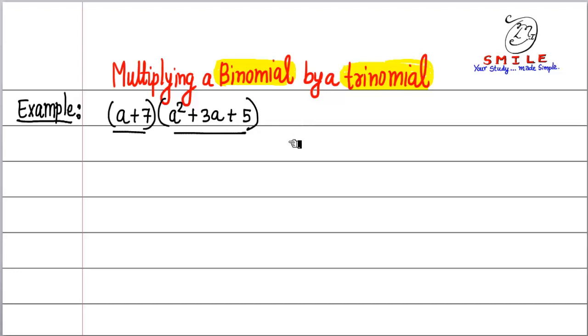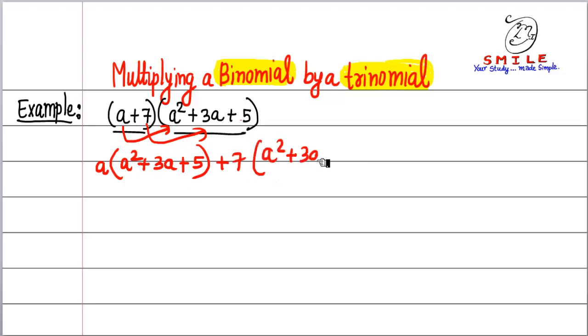We'll use again the same distributive law over here. So how does it go? a multiplied by this full bracket and then 7 multiplied by this full bracket. So a multiplied by a square plus 3a plus 5 and then plus 7 multiplied by a square plus 3a plus 5. Now it is already reduced to a monomial multiplied by a trinomial. So this with this, this with this, this with this, then this with this, this with this and this with this. So this becomes very easy.